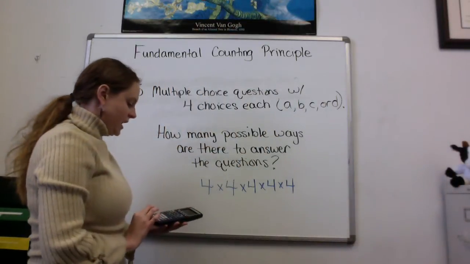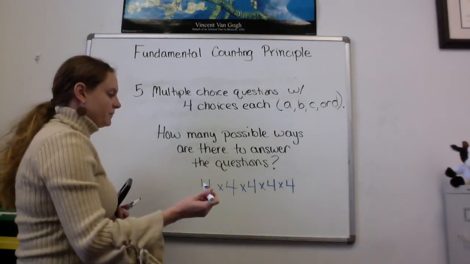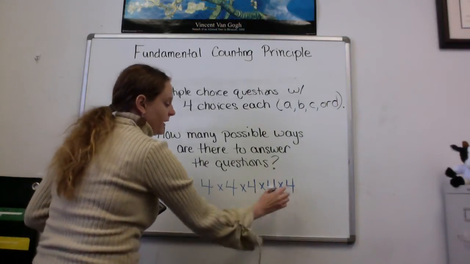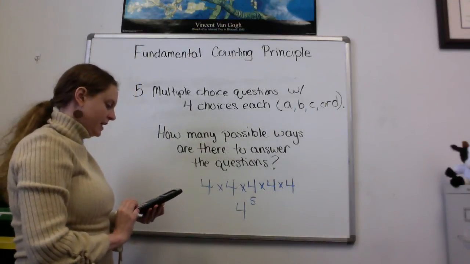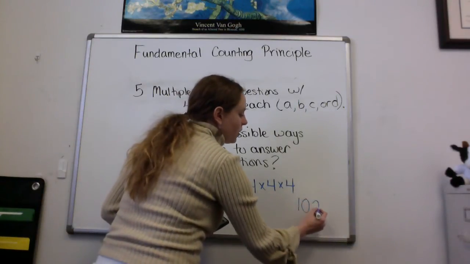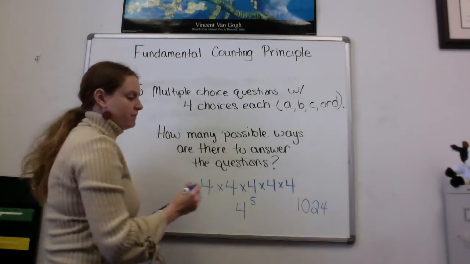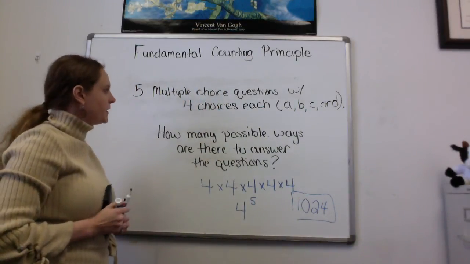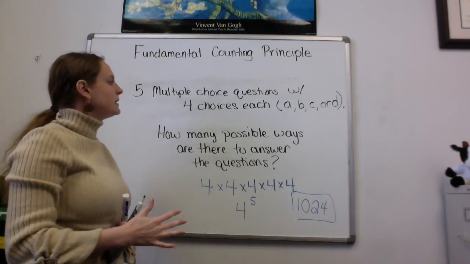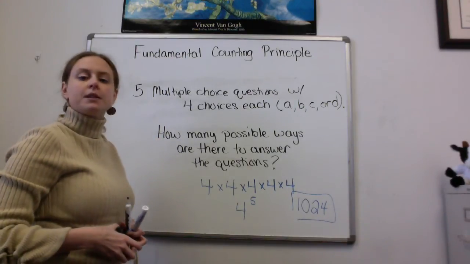All right. If you want to type this in a little bit quicker, you can always do it 1, 2, 3, 4, 5. So it's also 4 to the 5th. They're both going to give us the same thing. They're both going to give us an answer of 1,024. Either way you want to do it. So again, this is the fundamental counting principle, when I have clear, distinct, standalone groups of things.